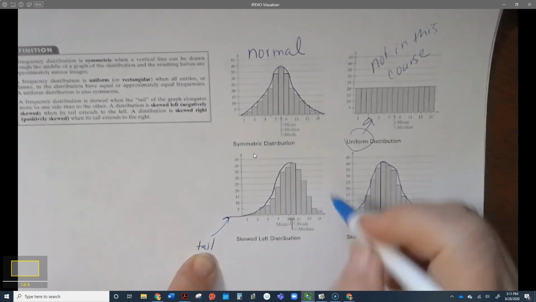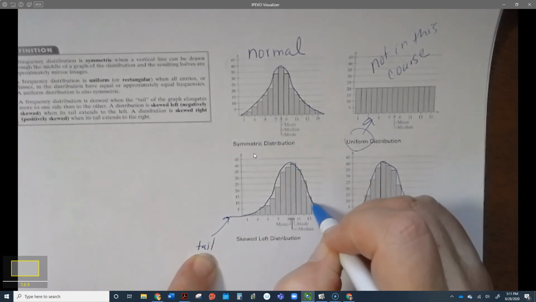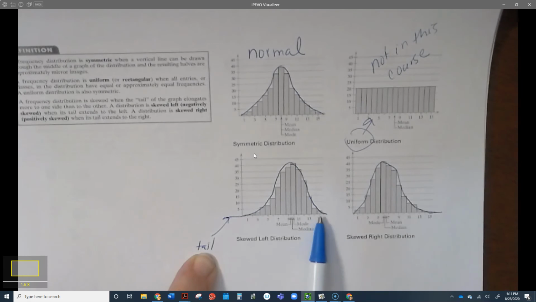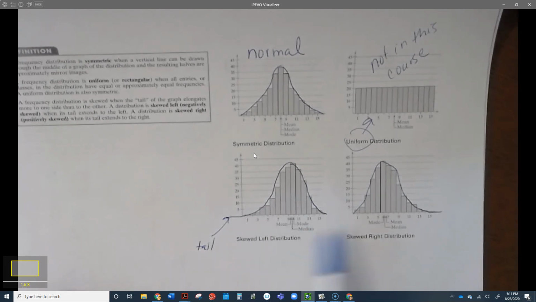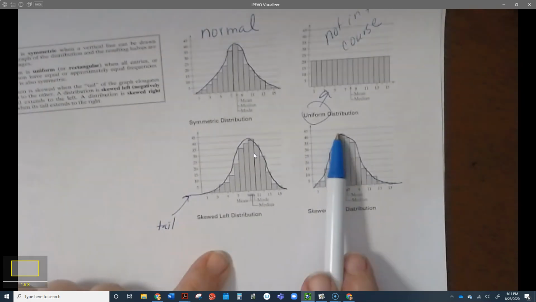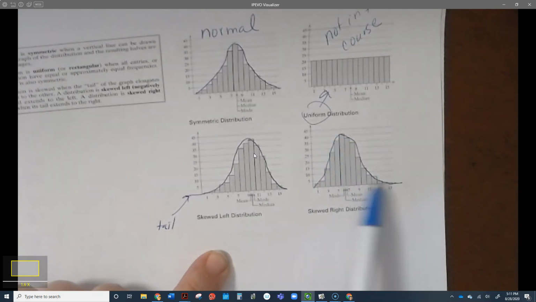This side has a tail too. Okay, but the left tail is a lot longer than the right tail. Since you tell it's skewed by wherever the longest tail is, the left tail is longer than the right tail, so this one's skewed left. And again, the right tail here is a little bit longer than the left tail, so this is skewed to the right.